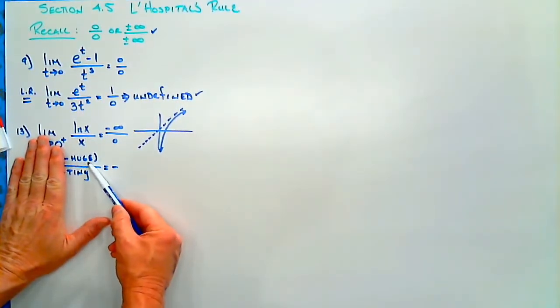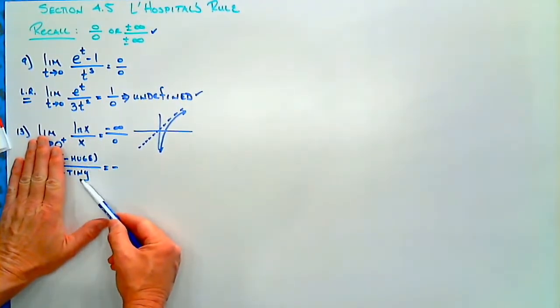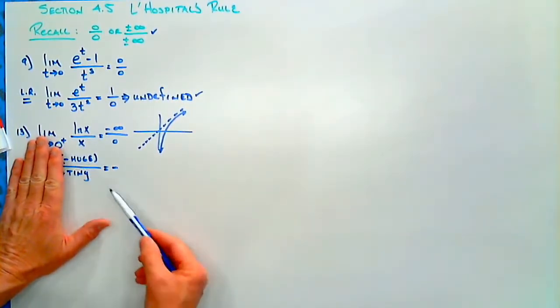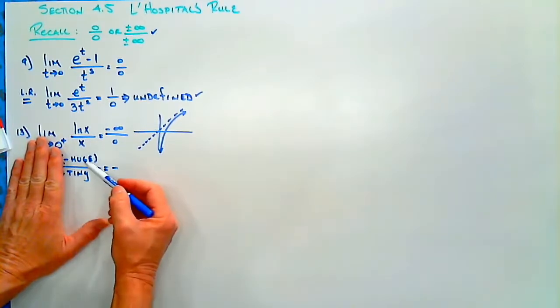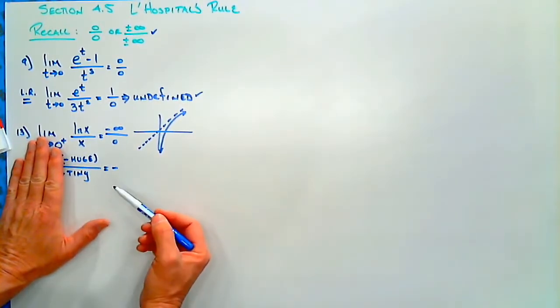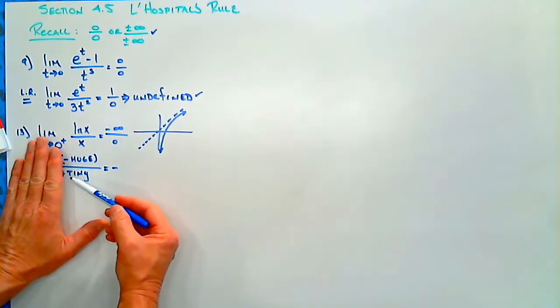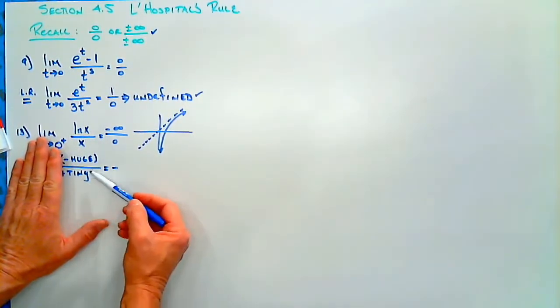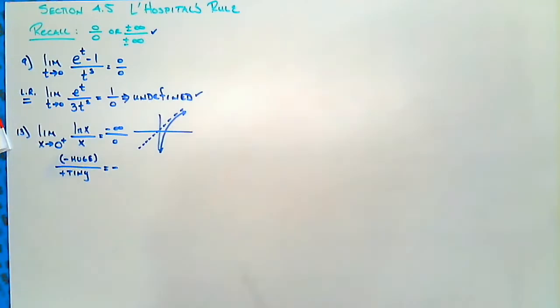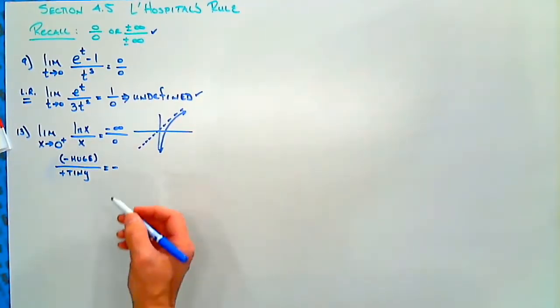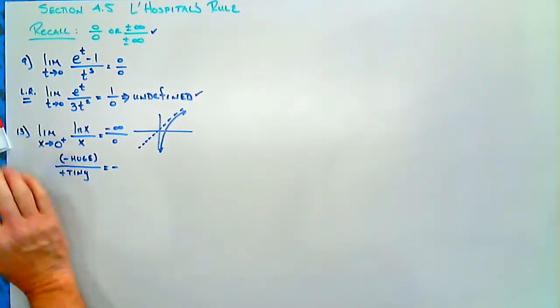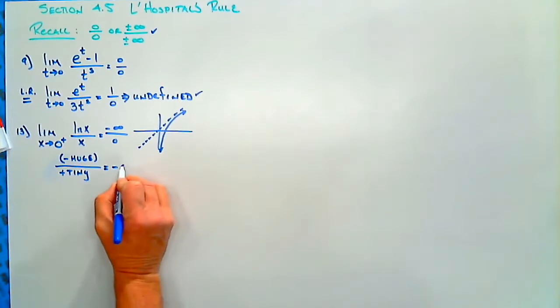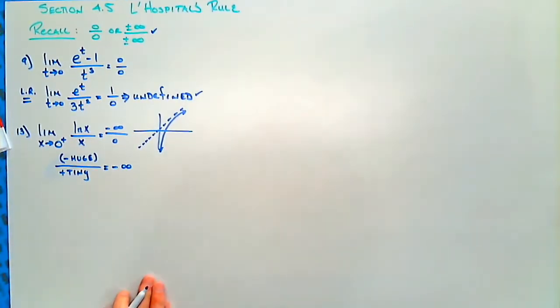As this number gets bigger and bigger, and this number gets smaller and smaller, this fraction grows without bound. Imagine if the numerator was 10 to the 10th, and the denominator was 10 to the negative 10th. Well, then when we divide that into that, we get a massively big number. We don't care about the sign. The sign is here. So this limit is going to negative infinity.